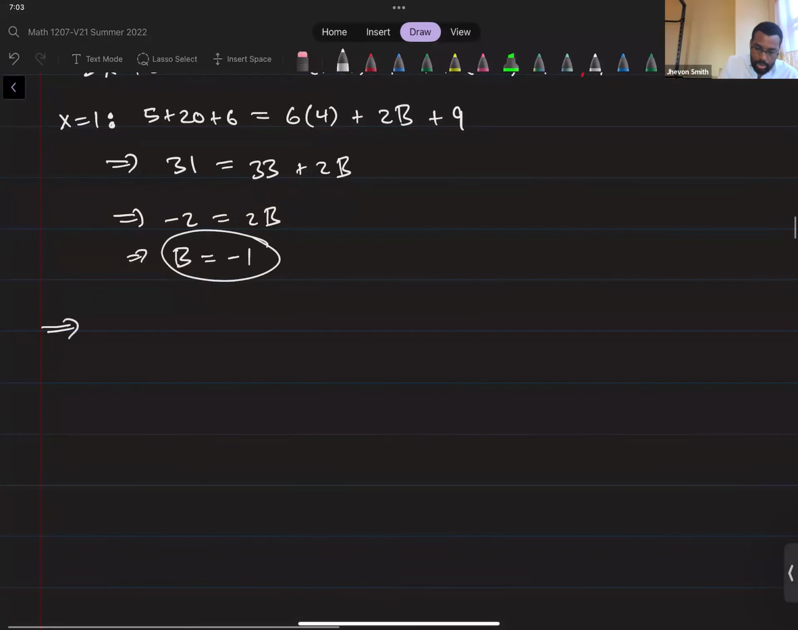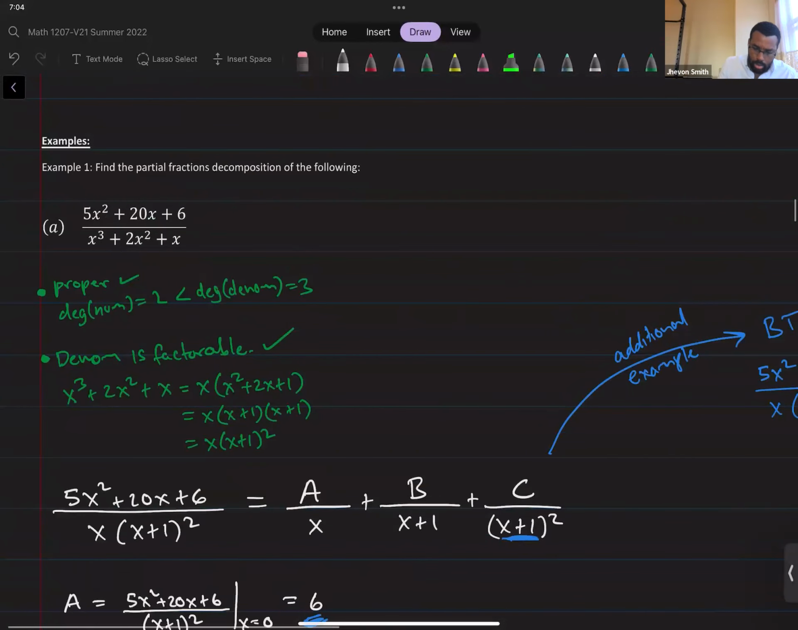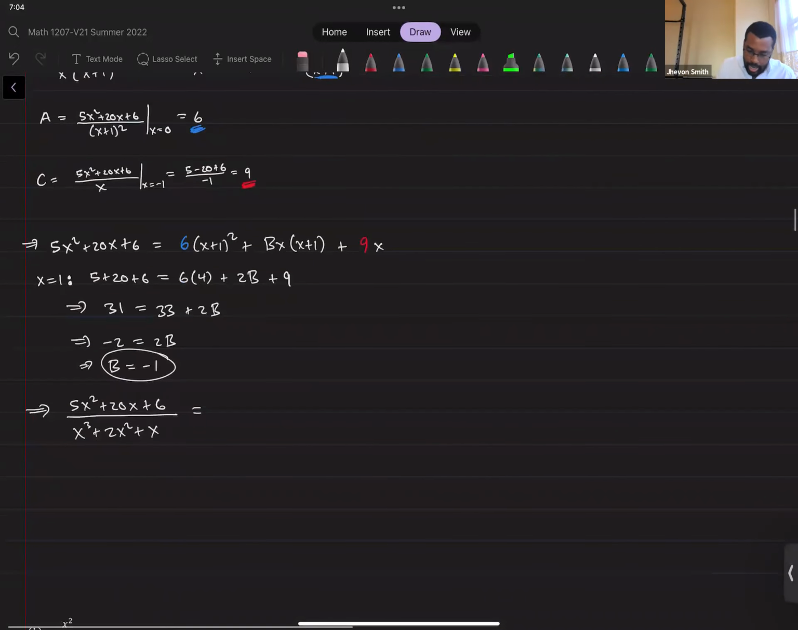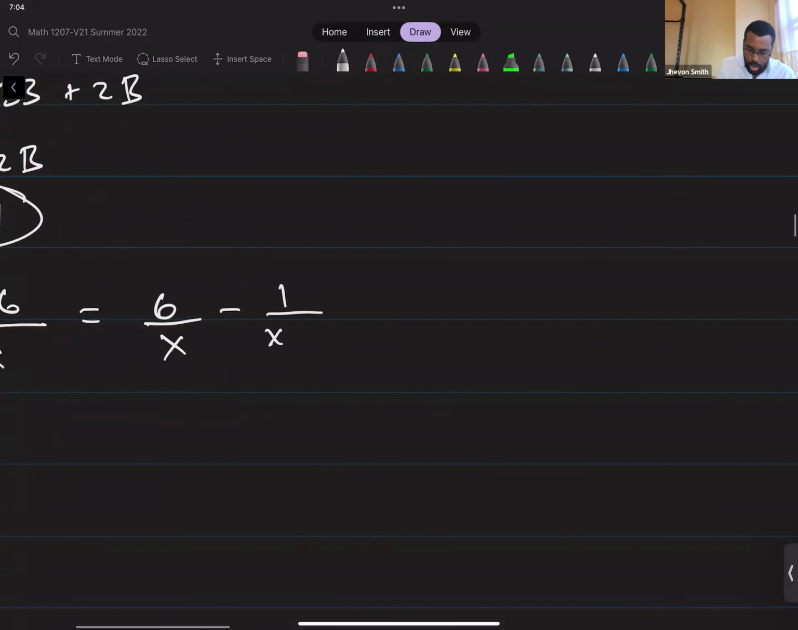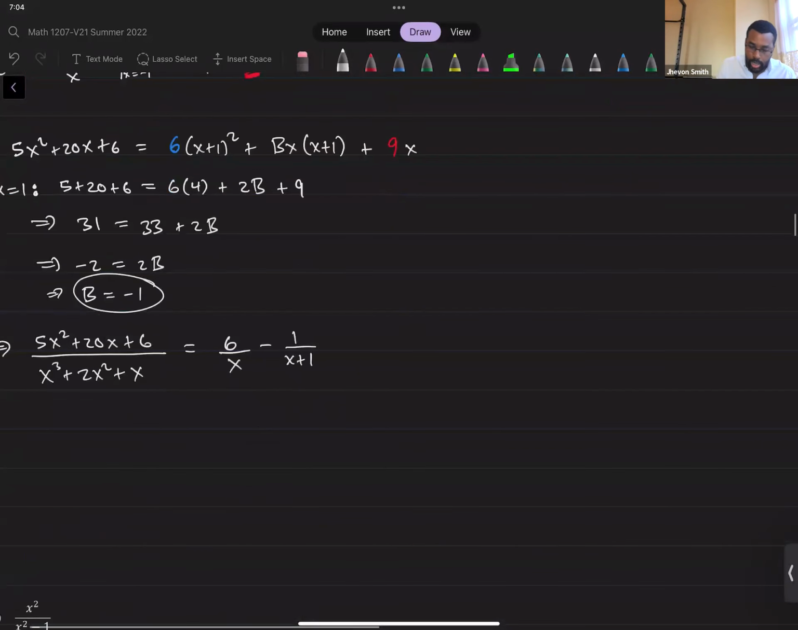And so that means my original guy, 5x squared plus 20x plus 6 over x cubed plus 2x squared plus x, breaks down into a over x, but a is 6, plus b over x plus 1, but my b is -1, plus c over x plus 1 all squared, but the c is 9.